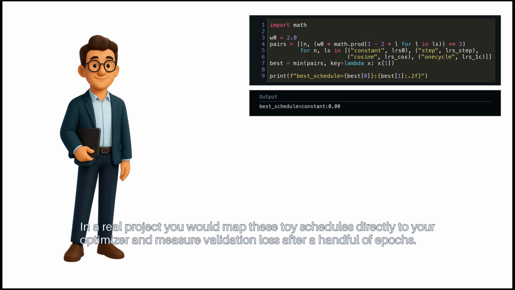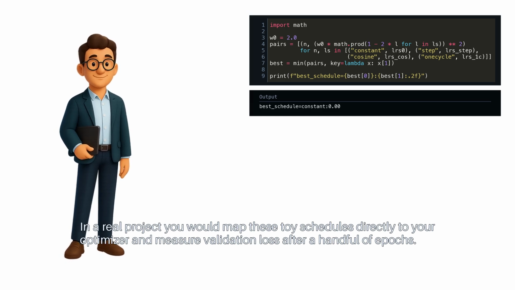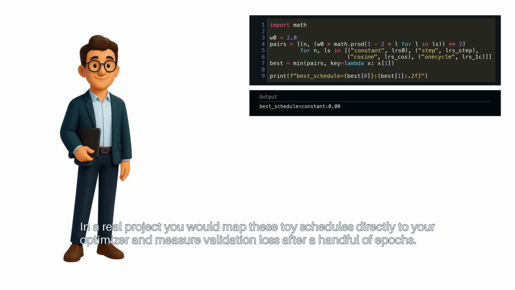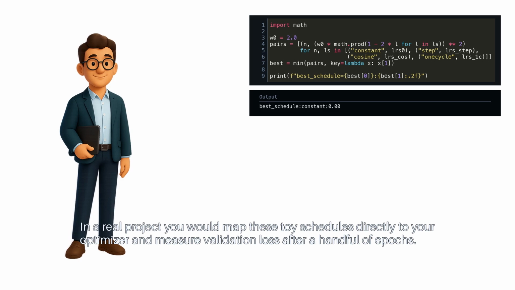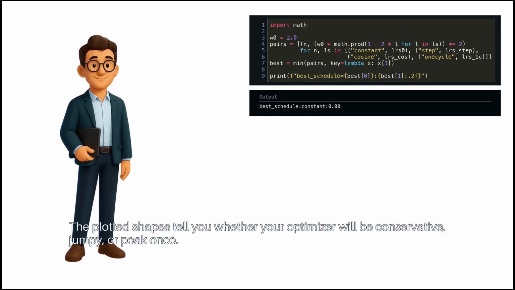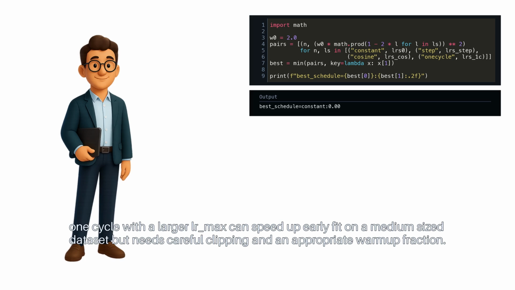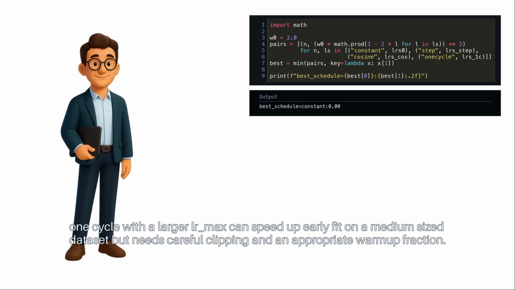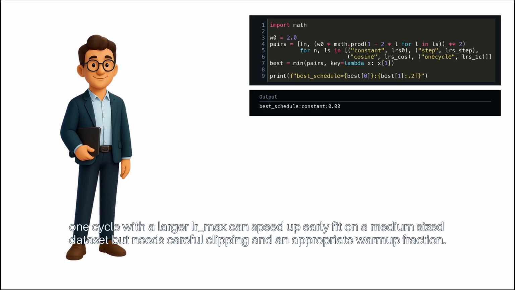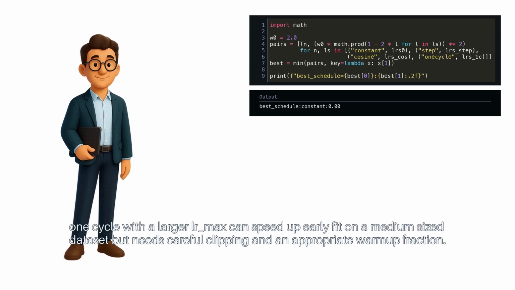In a real project, you would map these toy schedules directly to your optimizer and measure validation loss after a handful of epochs. The plotted shapes tell you whether your optimizer will be conservative, jumpy, or peak once. For example, one cycle with a larger LR max can speed up early fit on a medium-sized dataset, but needs careful clipping and an appropriate warm-up fraction.